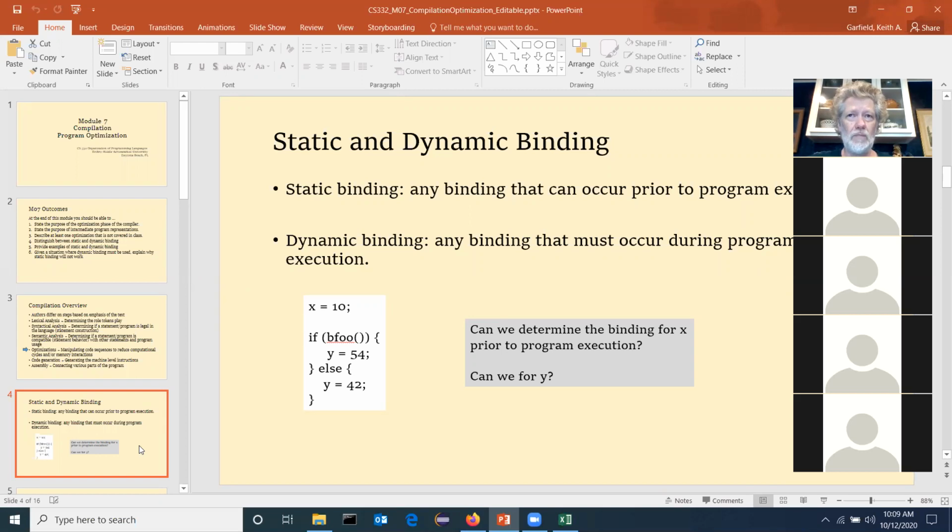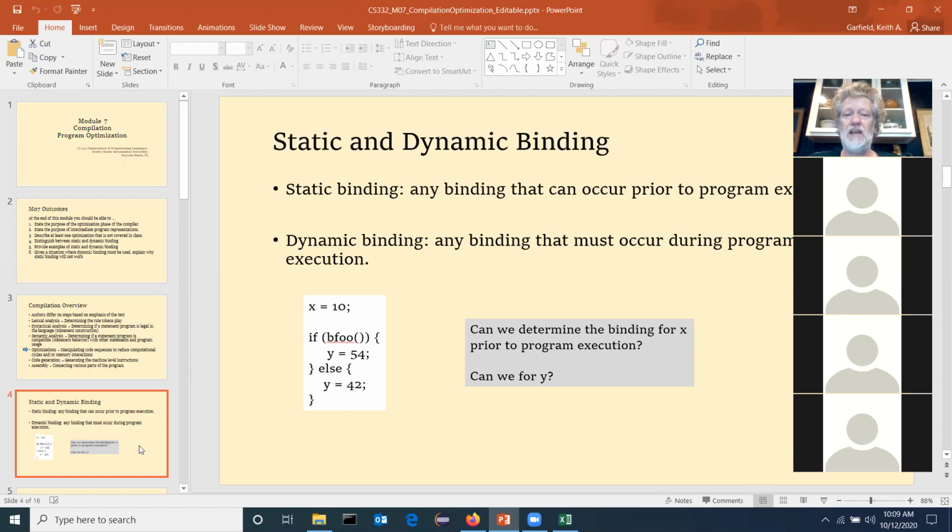Your homework will be to find an optimization online somewhere, you know, find an optimization in a textbook or in a paper, and then just write, again, a brief report describing that optimization.